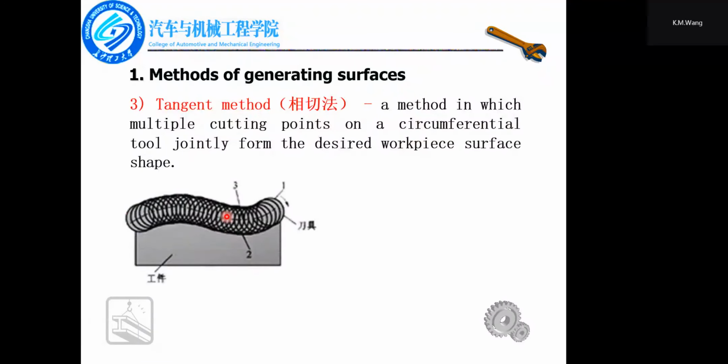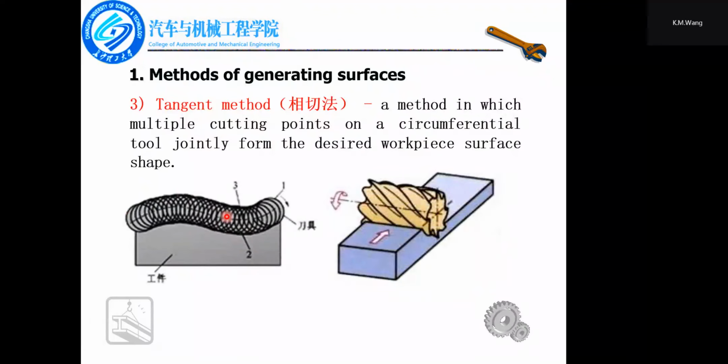And the third is the tangent method. The tangent method is a method in which multiple cutting points on a circular facial tool jointly form the designed workpiece surface shape. From this picture, we can see that there are multiple cutting points to generate the surface. This is the tangent method.